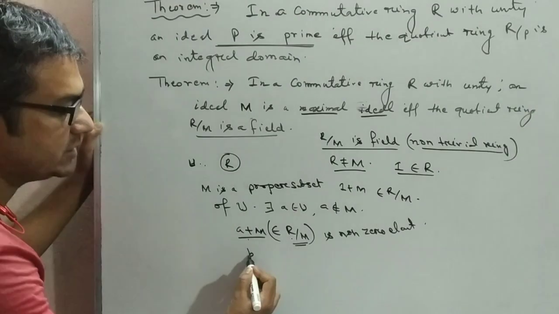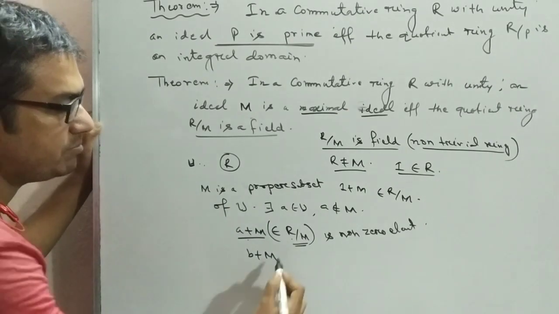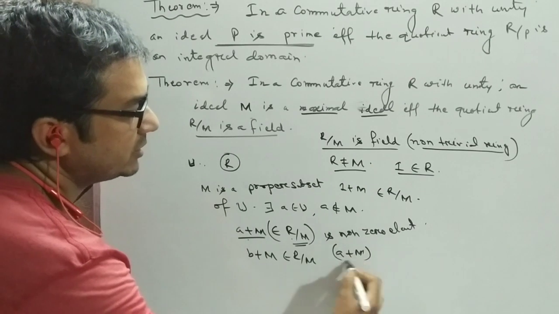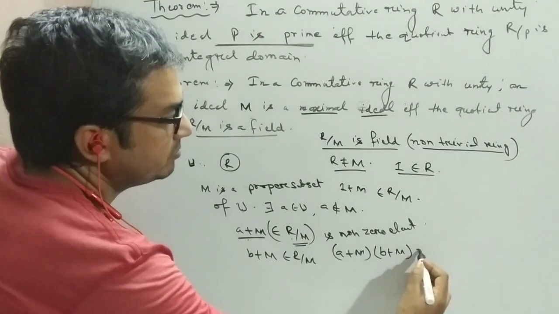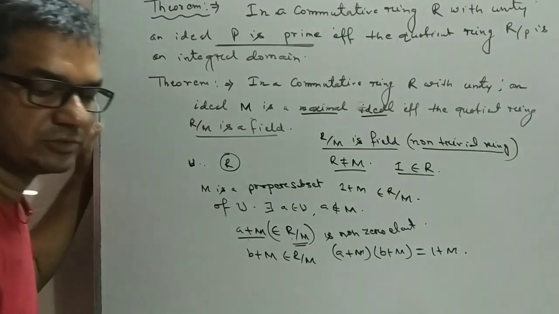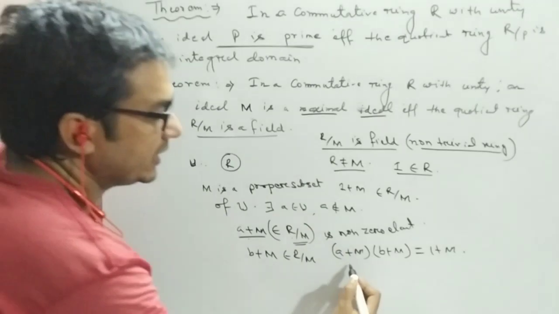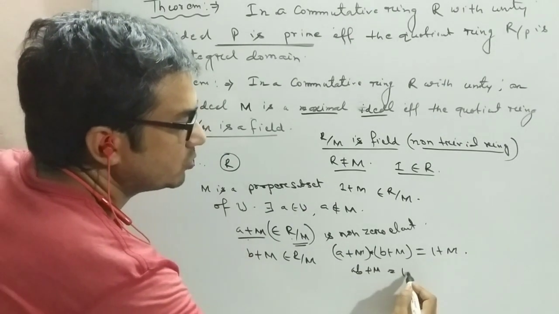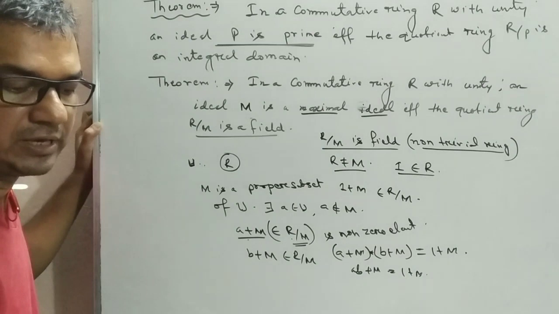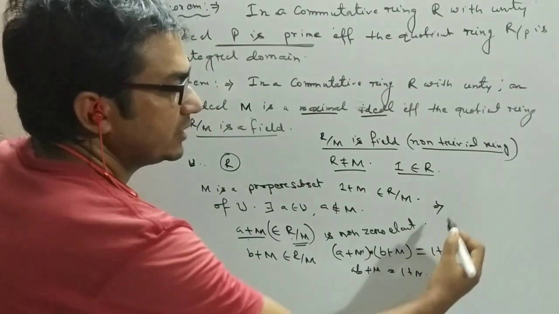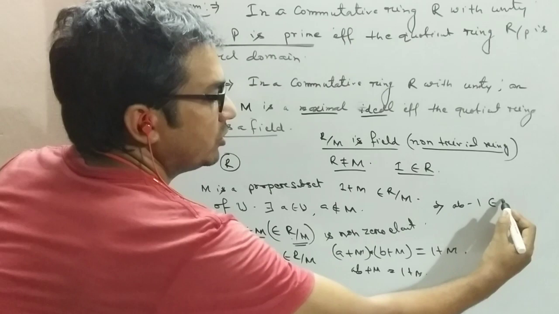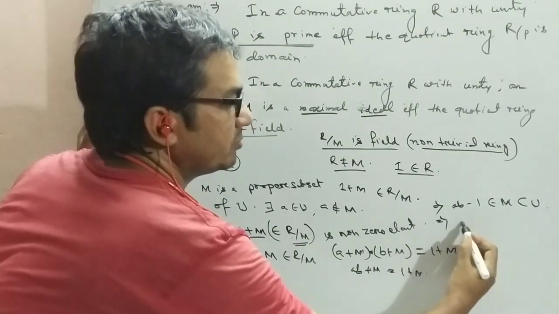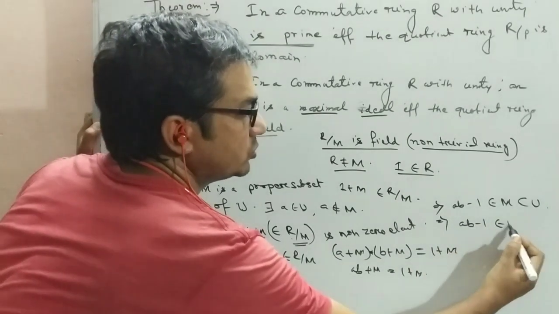So there exists another non-zero element B plus M belongs to R by M such that A plus M into B plus M equals 1 plus M. That is, AB plus M equals 1 plus M, this is star, which implies AB minus 1 belongs to M, and this is a subset of U, which implies AB minus 1 belongs to U also.